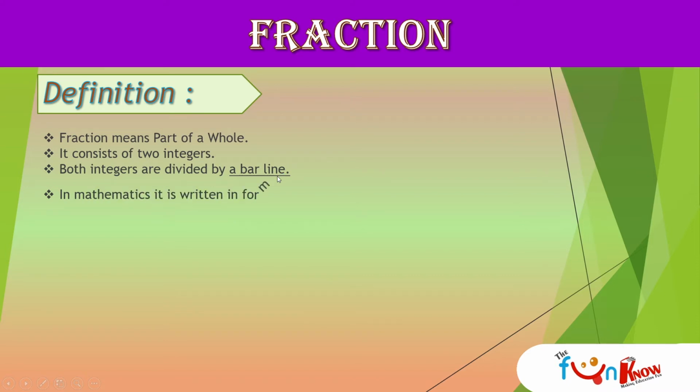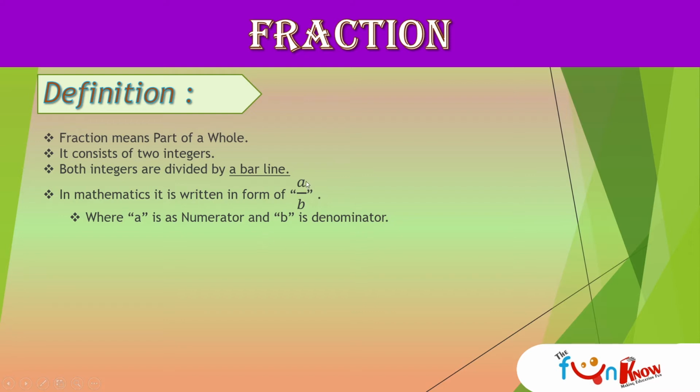Next, we'll understand how to write this. Check here, students. Here they are telling that if there are two integers, consider A is one of the integers and B is another integer. A and B are divided by a bar line. So when two integers are divided by a bar line, we can call it a fraction, where A is considered as the numerator and B is considered as the denominator.